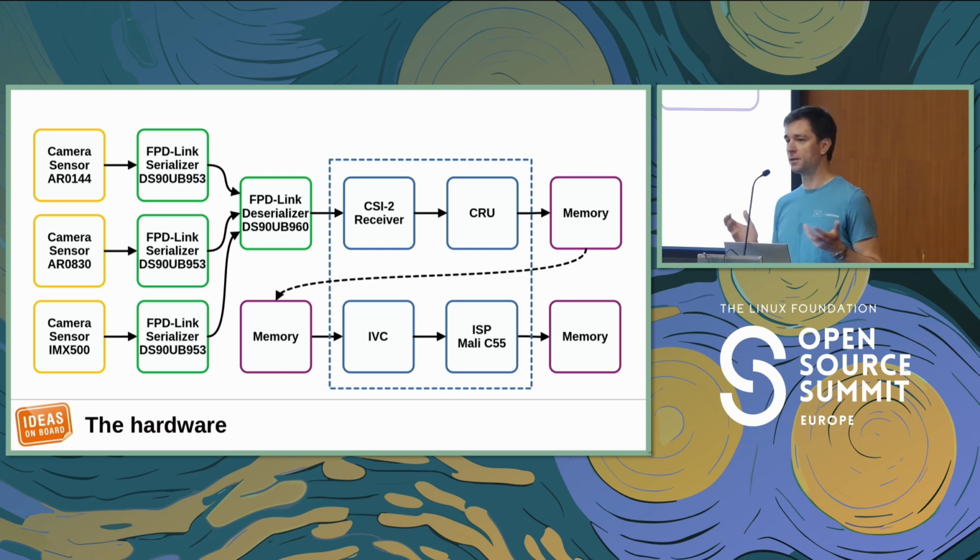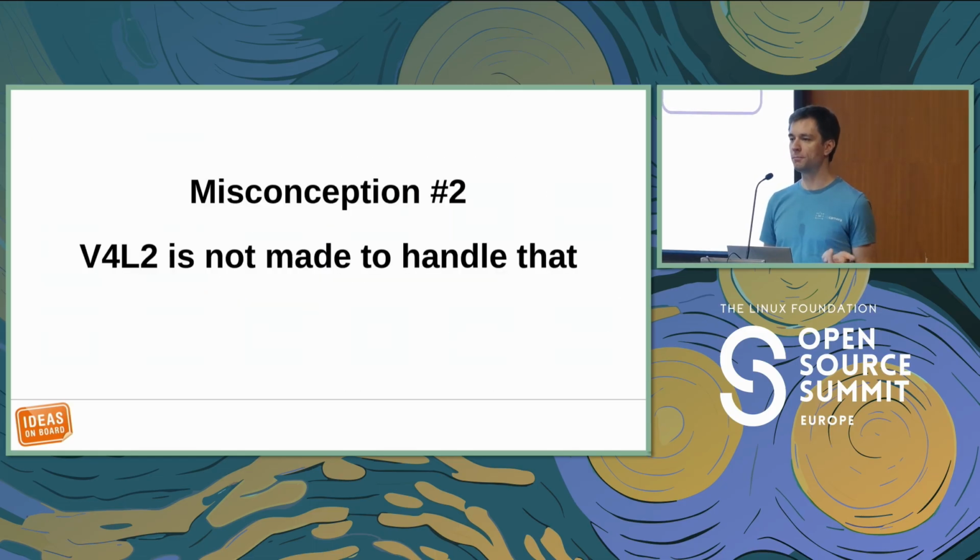So we start with a CSI-2 receiver. We do have a unit. I'm not going to bother explaining all the acronyms because they're vendor-specific, but that's a big DMA engine that will write frames to memory. And then those raw frames captured from the cameras are processed by an ISP in memory-to-memory mode. So that leads me to my second misconception.